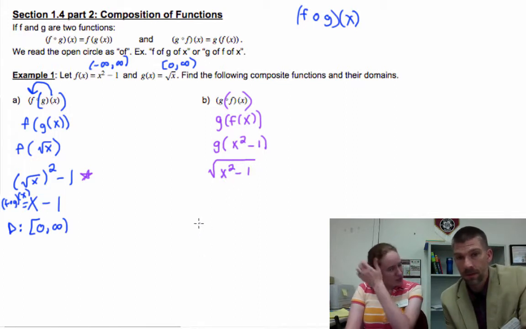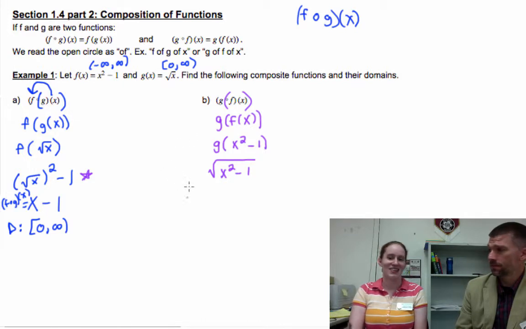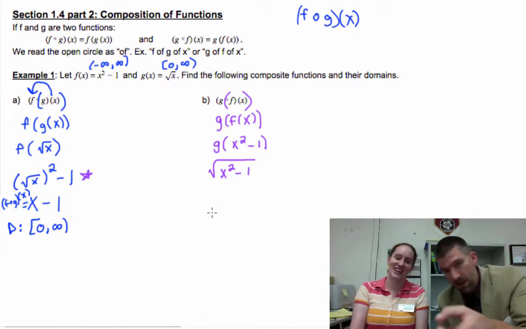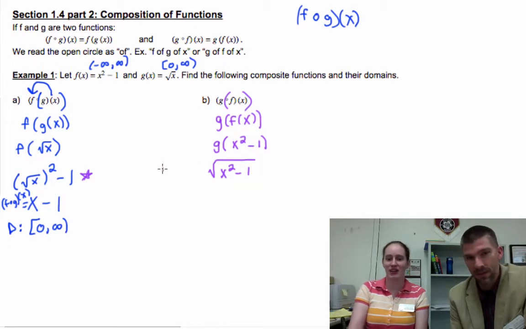Now wait, can we simplify this? Yes, that's x minus 1. Everybody knows. We're just yanking your chain. No, that's not right. This is as simplified as it can get. You cannot simplify. Don't go any further.